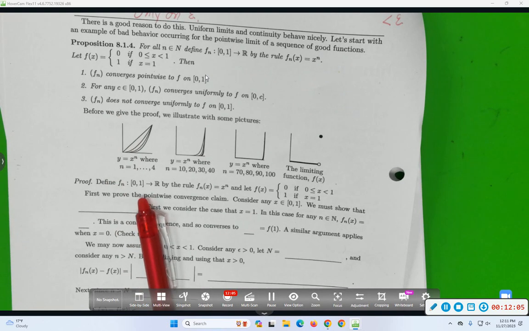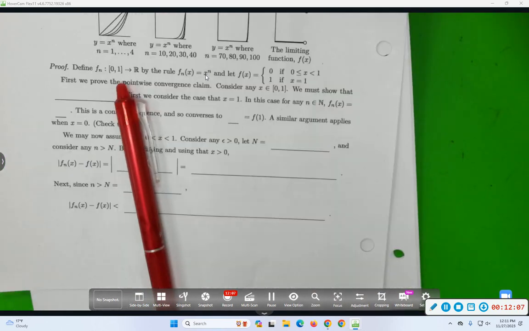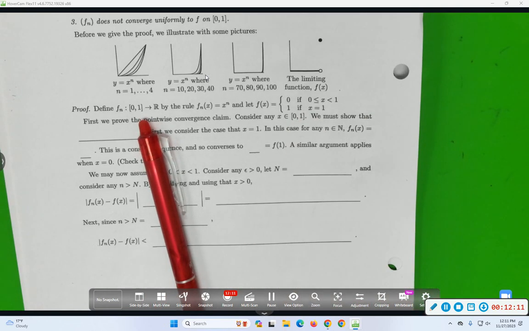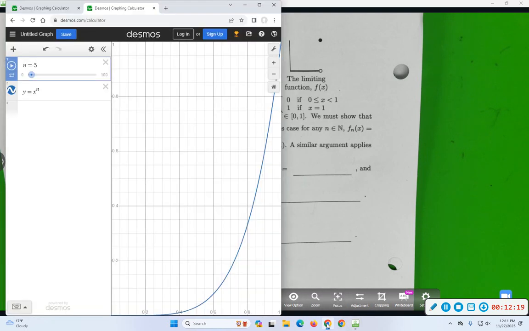So let's define f sub n from [0, 1] to R by the rule f sub n of x equals x to the n. Let f of x be this function that I'm alleging is the limit. Actually, before we do that, let's visualize. This is maybe the first time I've pulled up a Desmos interactive in this class. Here's the sequence of functions for different choices of n, ranging from 1 to 100. Maybe we'll start at 0 even.